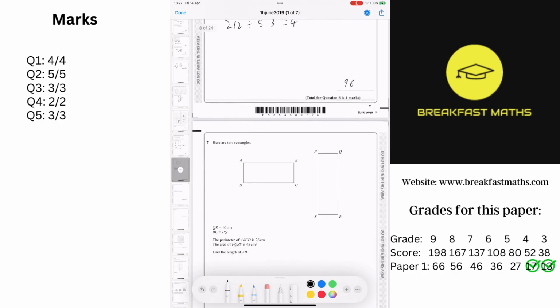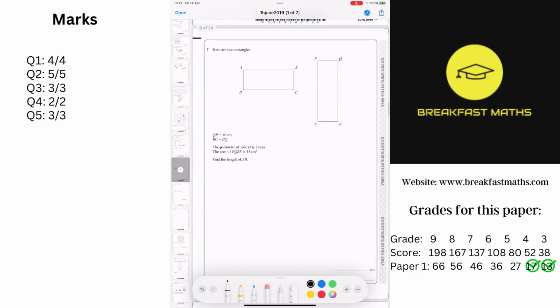Excellent. Okay, find the length AB. QR is 10 centimetres, the perimeter of that one is 26, so all of those 26, and the area of this one is 45. Okay, so if we know this is 10, QR, we know this is 4.5 if that's the area. Okay, and then BC, B to C, this one is the same as that one, P to Q, which is 4.5.